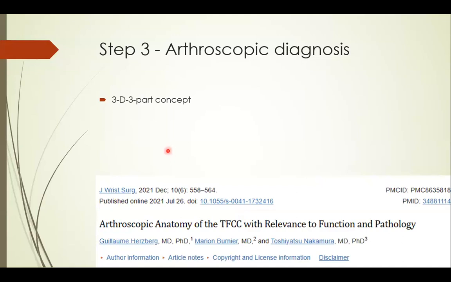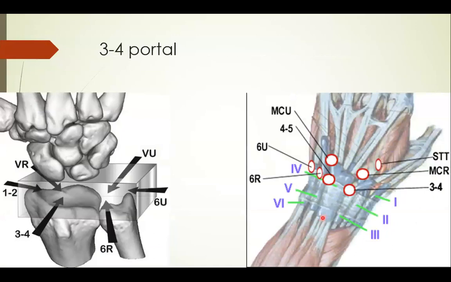So think of the TFCC compartment as a room. Now to enter the room, you need a door. So the most commonly used door will be the 3-4 portal. What exactly is the 3-4 portal? It's an arthroscopic entry portal that is formed between the 3rd and the 4th extensor compartment.